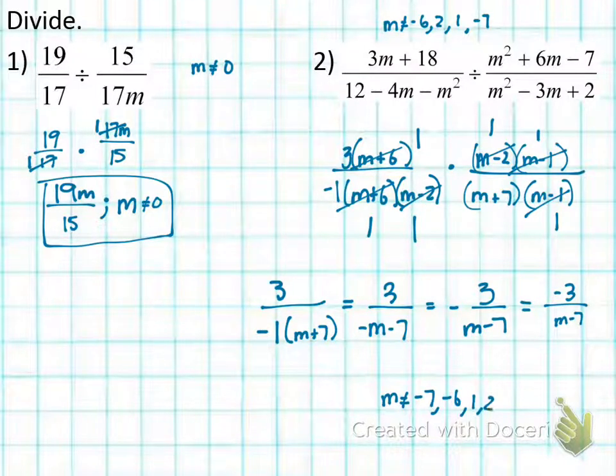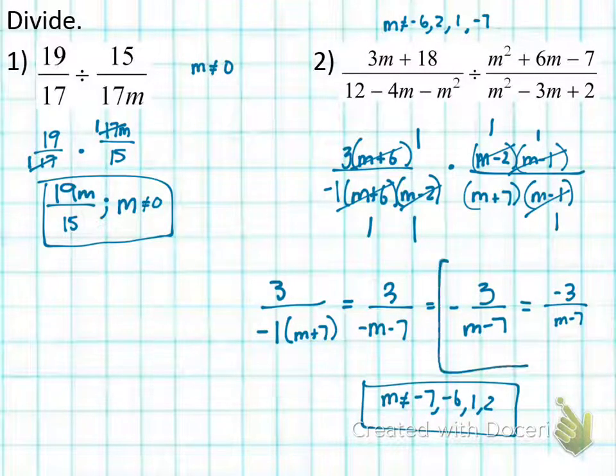Okay, and of course checking at the end too, if there are any excluded values, only m cannot equal 7 still. Oh, this is supposed to be a plus 7, sorry, not a minus 7. These are all plus signs, sorry about that. So this answer and this answer would be correct, and that's it. And m cannot equal 7 here.